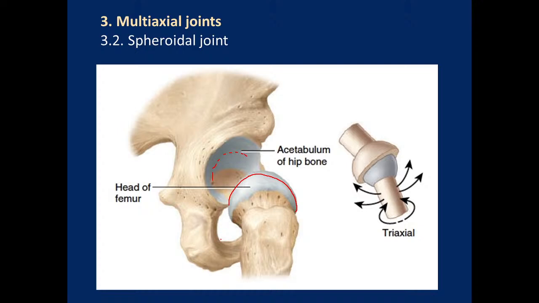Such joints as spheroidal joints are triaxial, and they permit movements around three axes, and we can do flexion, extension, abduction, adduction, circumduction, and rotation. Examples of ball and socket joints are the shoulder joints and the hip joints, as you see here.